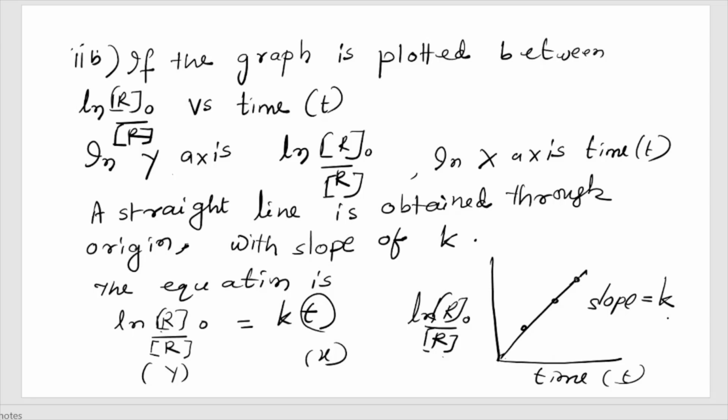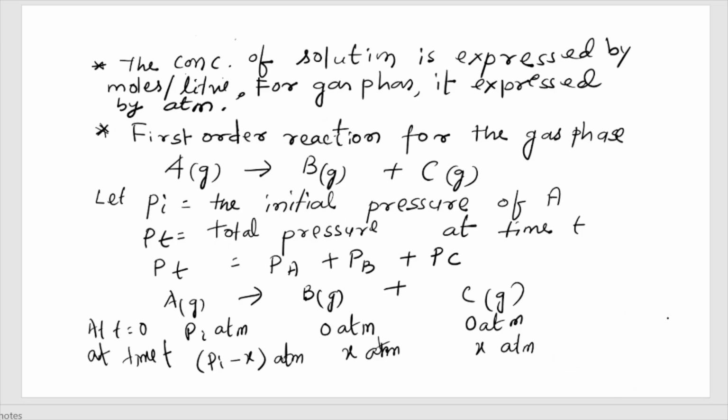So these are the important graphs, which are very, very important in gas phase, in titration, and also in polarimeter rotation. The concentration of solution, what you have learned till now, is expressed in moles per liter. But when you come to gas phase, it should be expressed in atmosphere, because gas means having pressure. So let us see the gas phase.